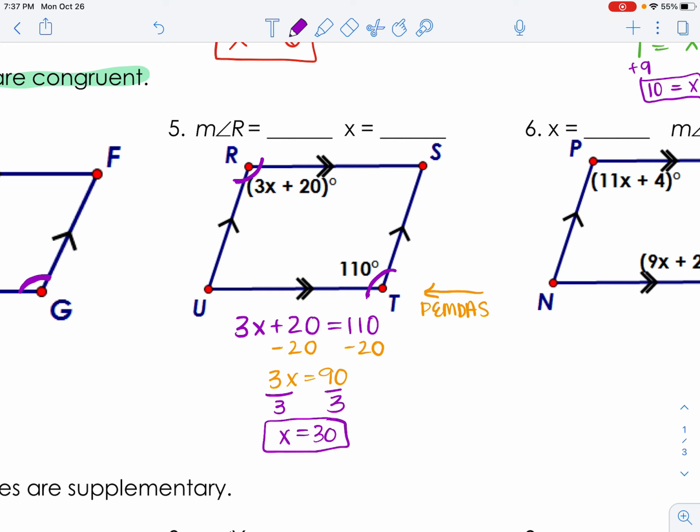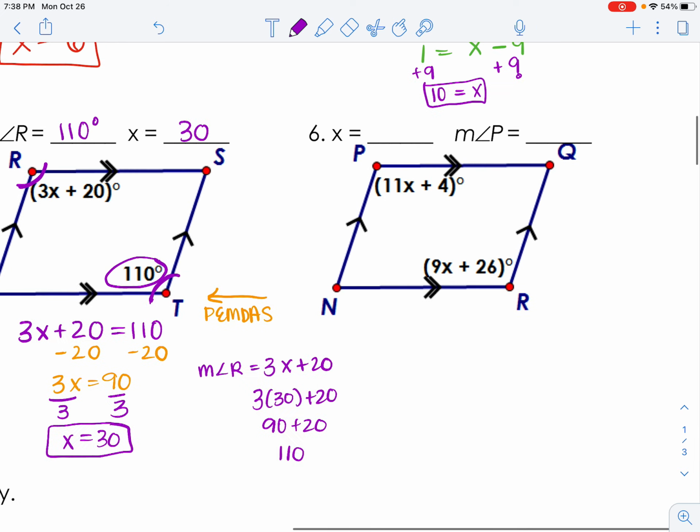And so there's x. Now, we want to use that information to find the measure of angle R. So we know the measure of angle R equals 3x plus 20. And now we know that x is 30. So I plug it in. 3 times 30 plus 20. 3 times 30 is 90. Plus 20 is 110. So that's 110 degrees. And that matches what we need it to, right? Because it needs to be the same as angle T.